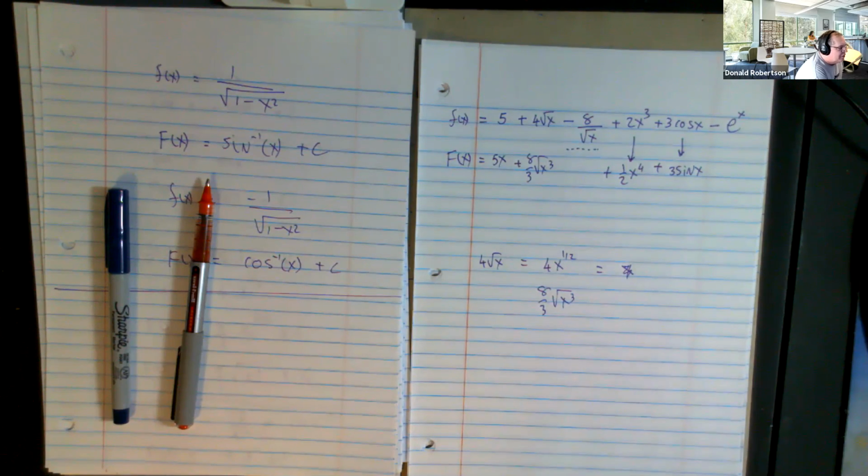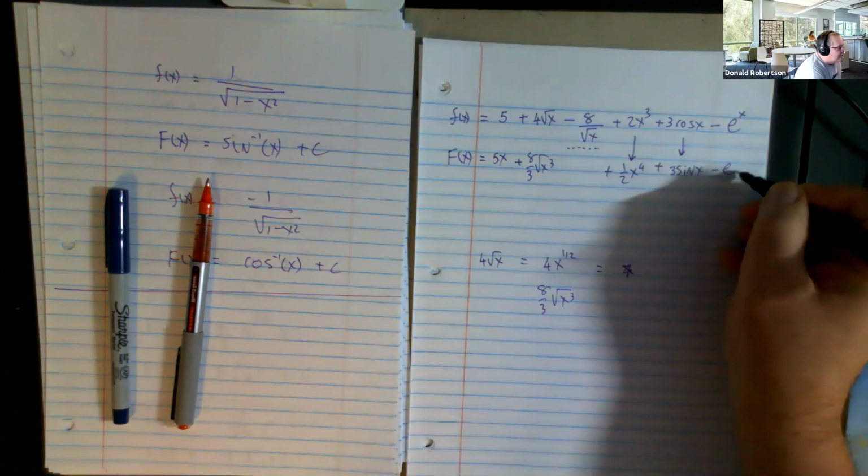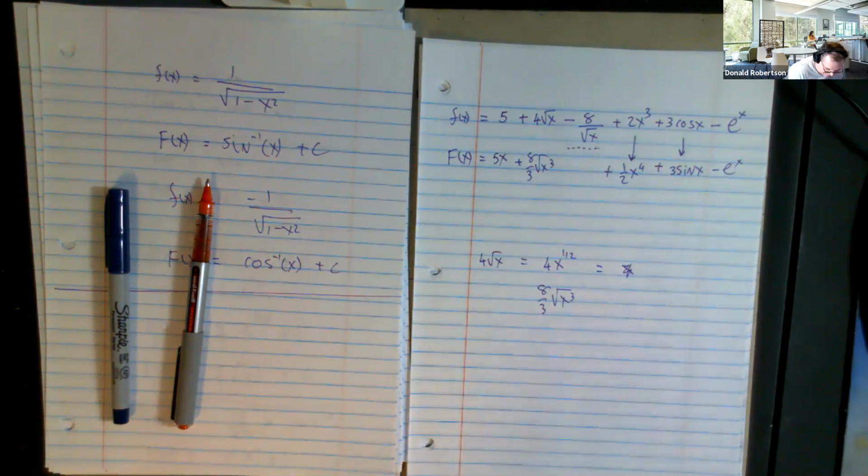Negative e to the x. If you get this one wrong, you might as well just go home. Right, negative e to the x. Okay, I'm not insulting you. Yeah, obviously, right. Okay.